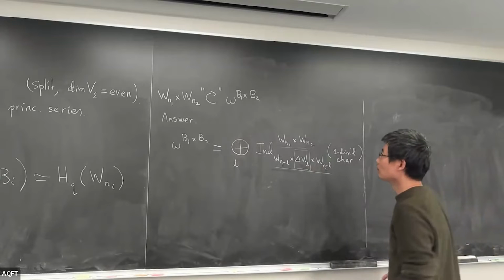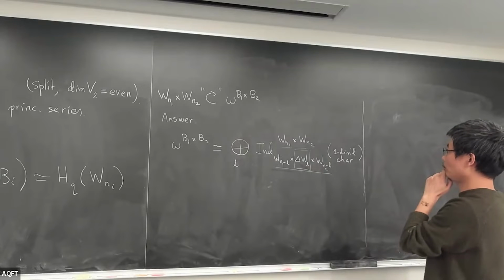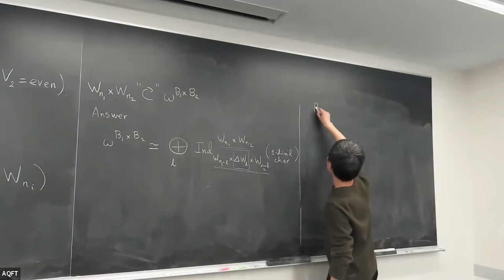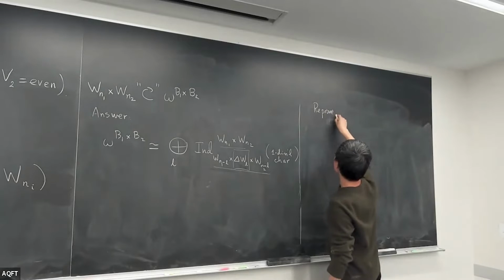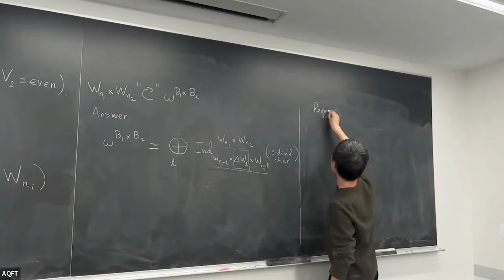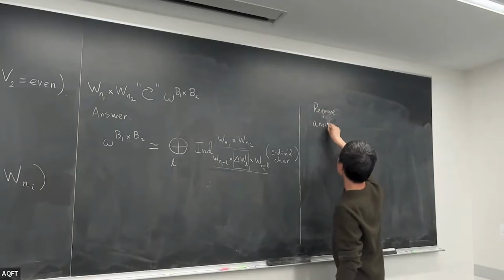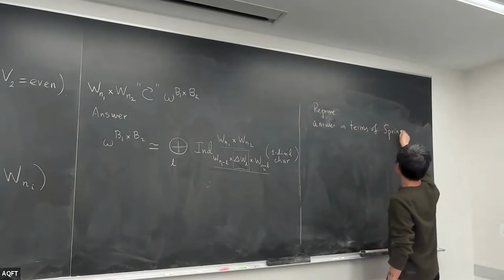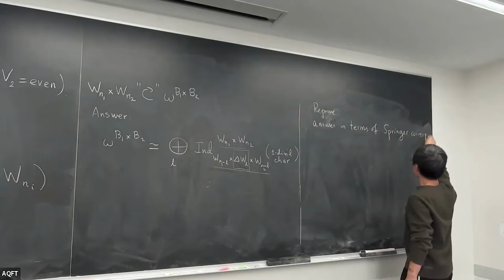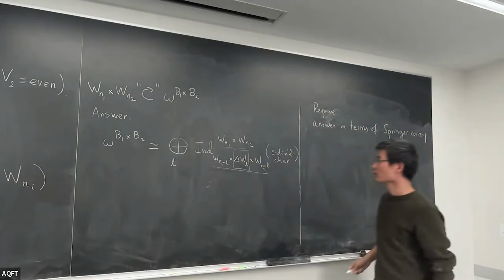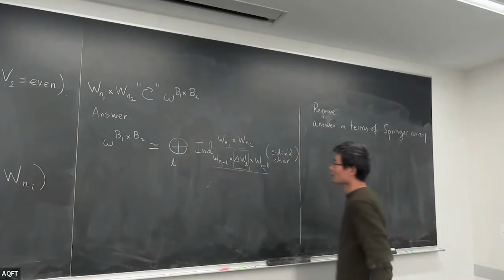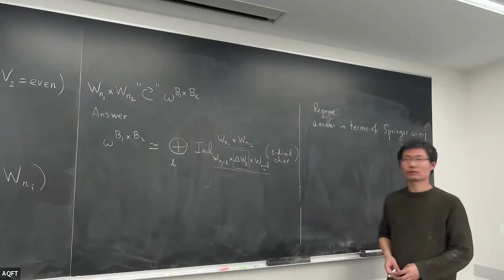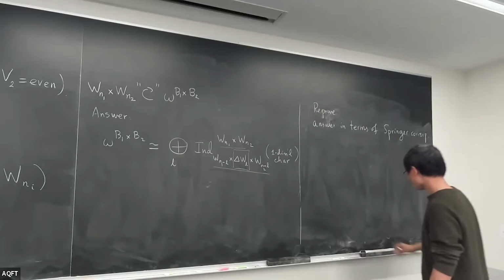Okay, so now our goal is to reformulate, reprove it, and answer in terms of Springer correspondence. We're talking about Weyl group representations. It is natural to expect that the answer would be given by a natural parameterization of irreducible Weyl group modules following Springer.